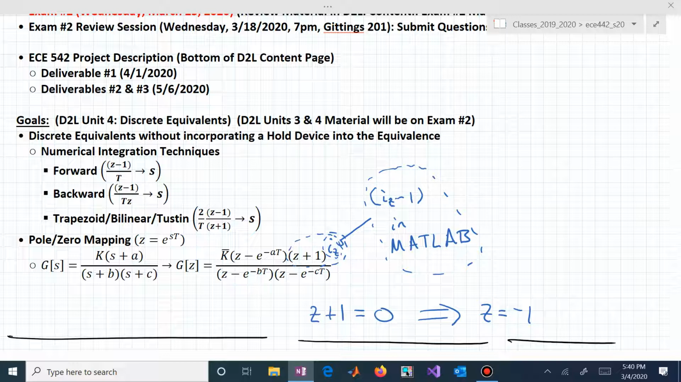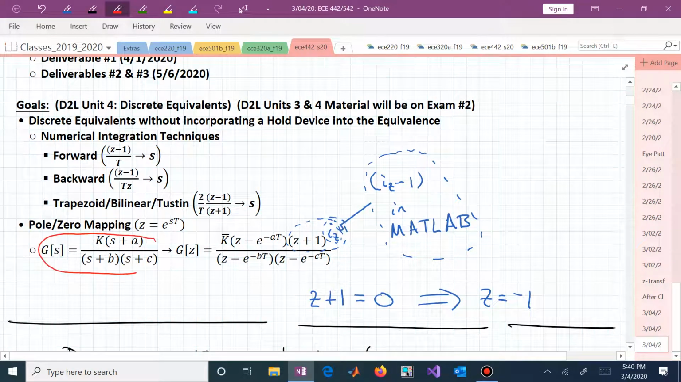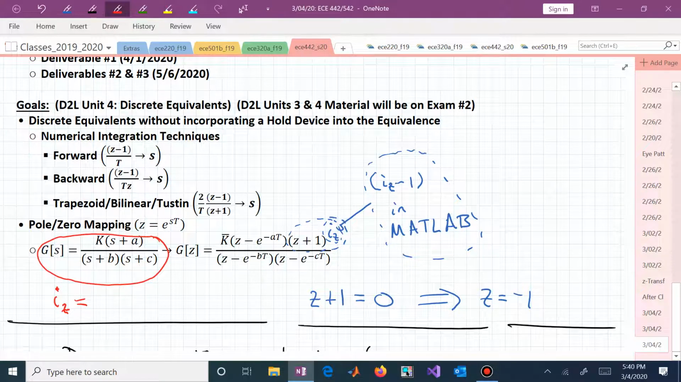How many zeros at infinity do I have in that G of s expression? I'm talking about zeros at infinity, like you know what that is. Let's see if we can just clarify that. How many zeros do we have at infinity in this G of s expression right there? And we're giving it the notation I sub z. What is I sub z for that transfer function? Anybody have an idea? How many zeros are at infinity? And what does that mean?